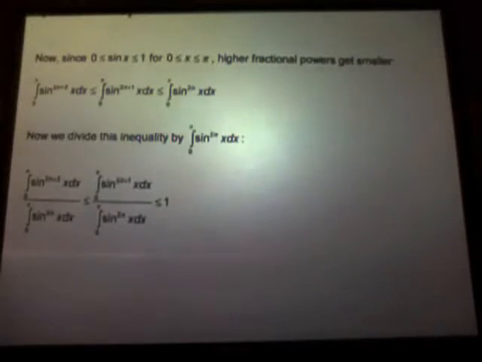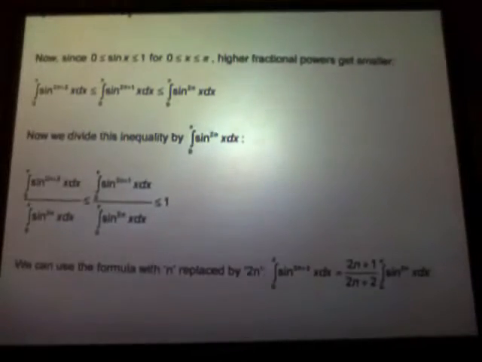Okay, so then what you do is you divide this inequality by the right side. Well, the only thing we have to worry about is the sine always being positive on the interval of integration, but it is. Yeah, it's between 0 and pi. So we divide by the right-hand side of the inequality, which gives you this, because the right-hand side cancels out.